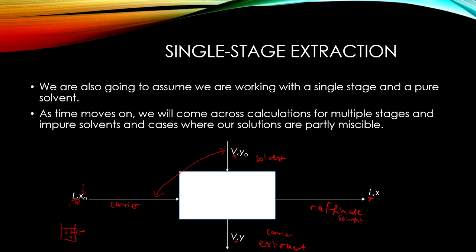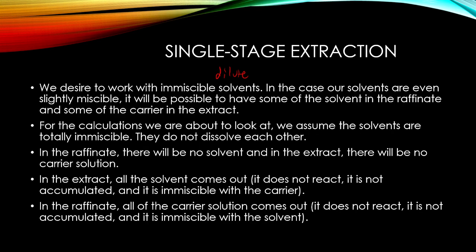So when it is dilute, then it means the flow rates are not really going to be affected so much. And when it is immiscible, then we can also say that the volumes are, in quotes, conserved. So yes, you are dealing with immiscible solvents. You're seeing that in the case where our solvents are even slightly miscible, it's possible to have some of the solvents in the raffinate, and some of the carrier in the extract. I think we spoke about that.